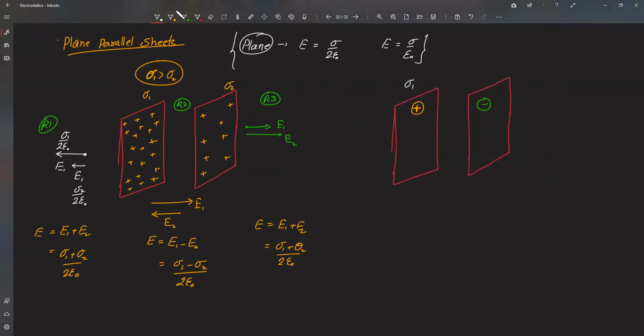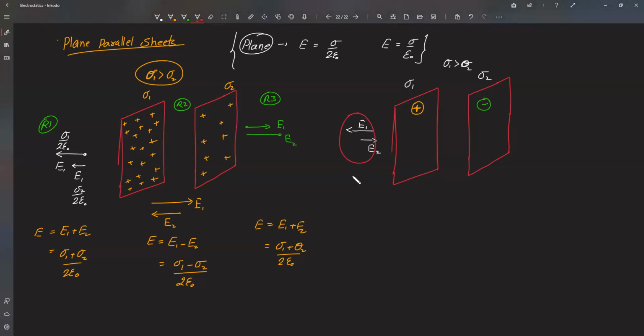Again, there is sigma 1 here, sigma 2 here, and suppose sigma 1 is greater than sigma 2 initially. Okay, so the electric field due to 1 will be this, but what will be the electric field due to the second plate? Due to the second plate, the electric field will be in the opposite direction, towards the negative charge. So this is E2. And obviously E1 will be greater than E2 if E1 is more, because they are in opposite directions.